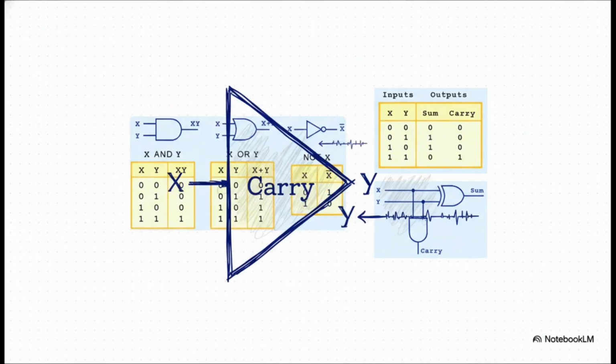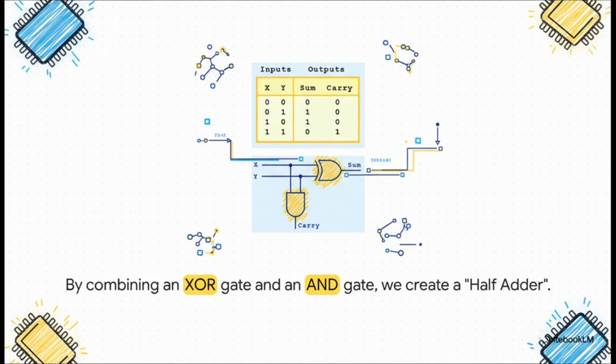But hold on, what about that carry the 1? Well, check this out. If we put the truth table for a basic AND gate right next to the carry column, they're exactly the same. You only carry a 1 when both of the input bits are 1. It's a perfect match. So here's the punchline. By wiring an XOR gate and an AND gate together, just like this, we've built a circuit called a half adder. It can take 2 bits, calculate their sum with the XOR, and figure out the carry with the AND. We have just taught a piece of silicon how to do basic math.